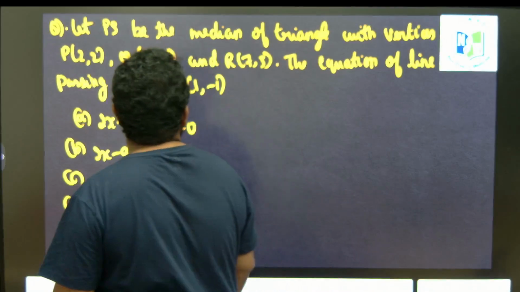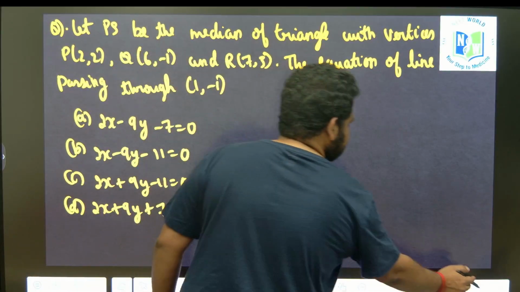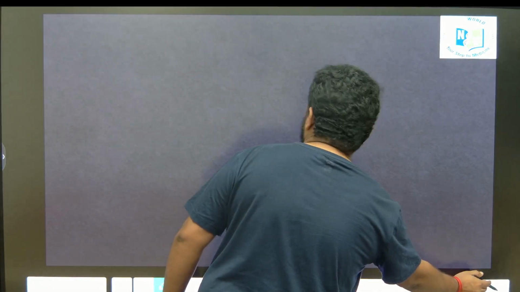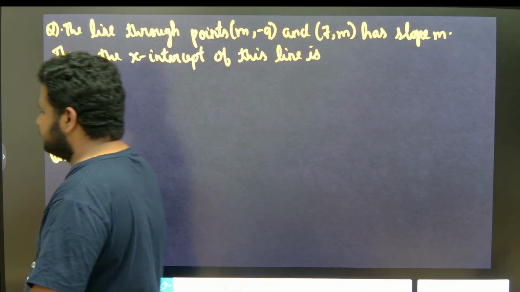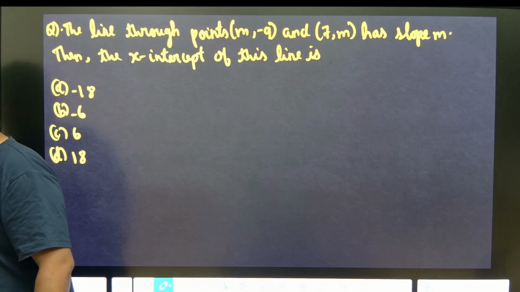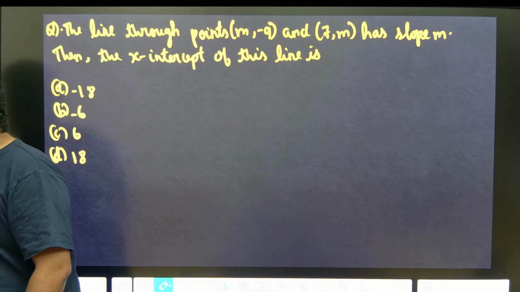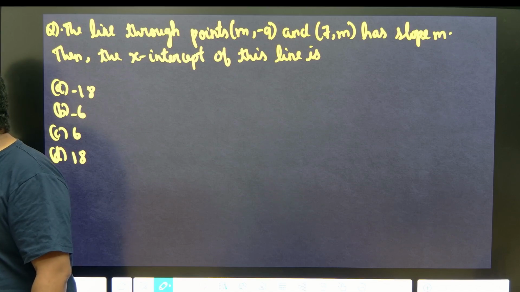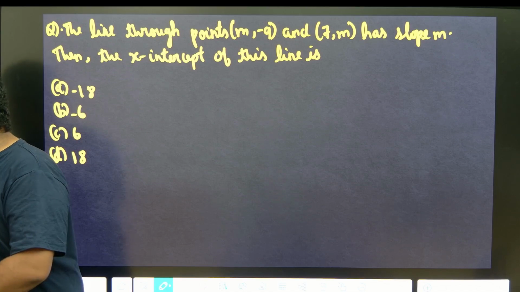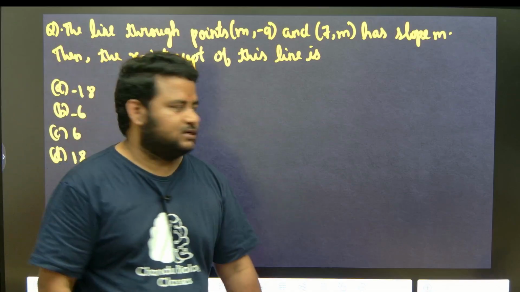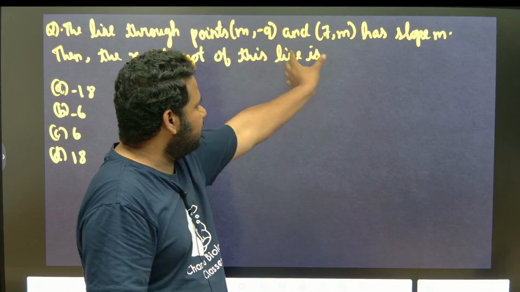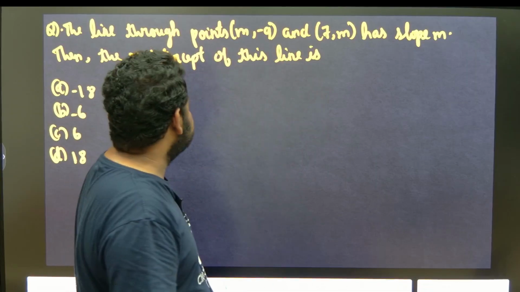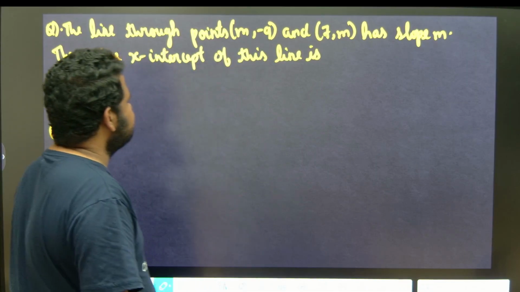Median, we are still not done. So let us move to the next concept and then we will do the median. Look at this. The line through the points m comma minus 9 and 7 comma m has slope m. Then the x-intercept of this line is, they are asking the x-intercept of this line.